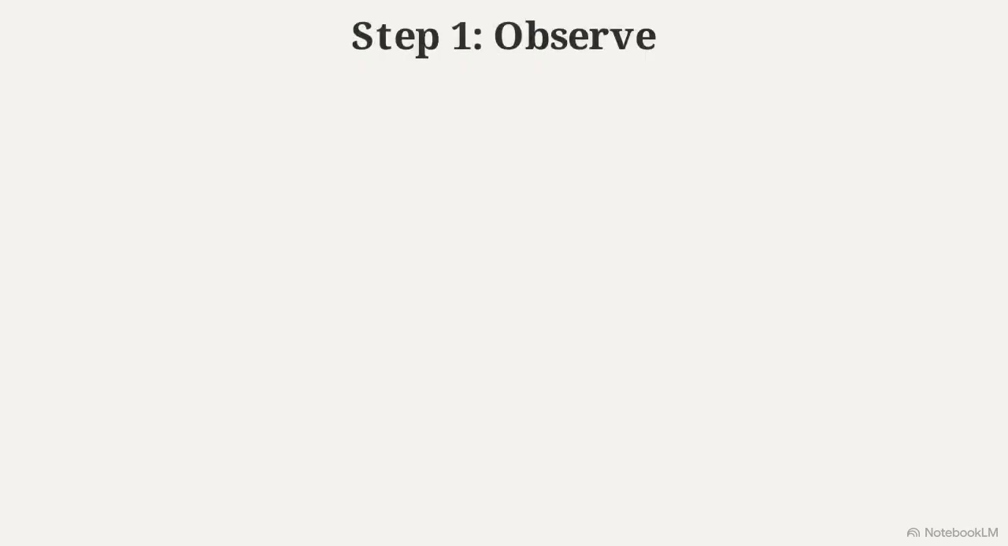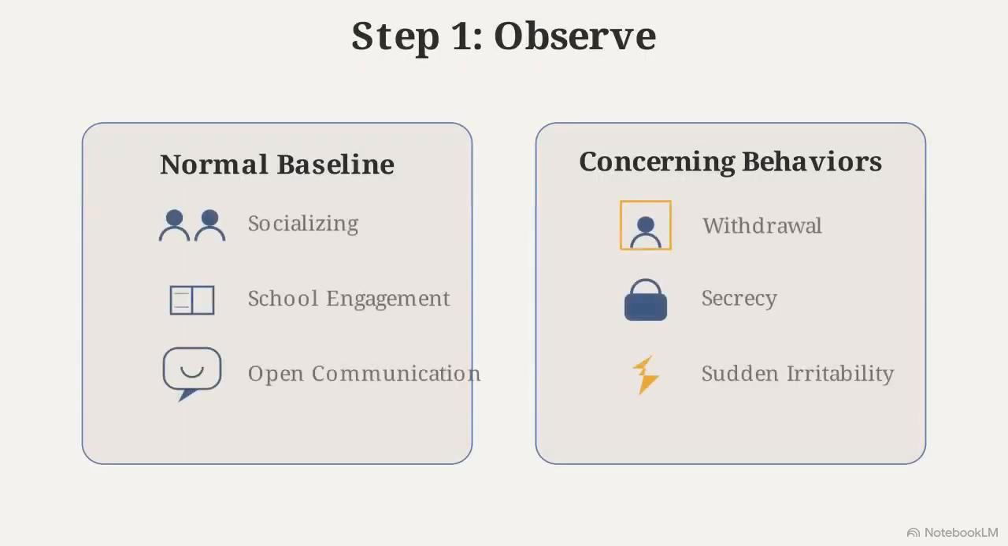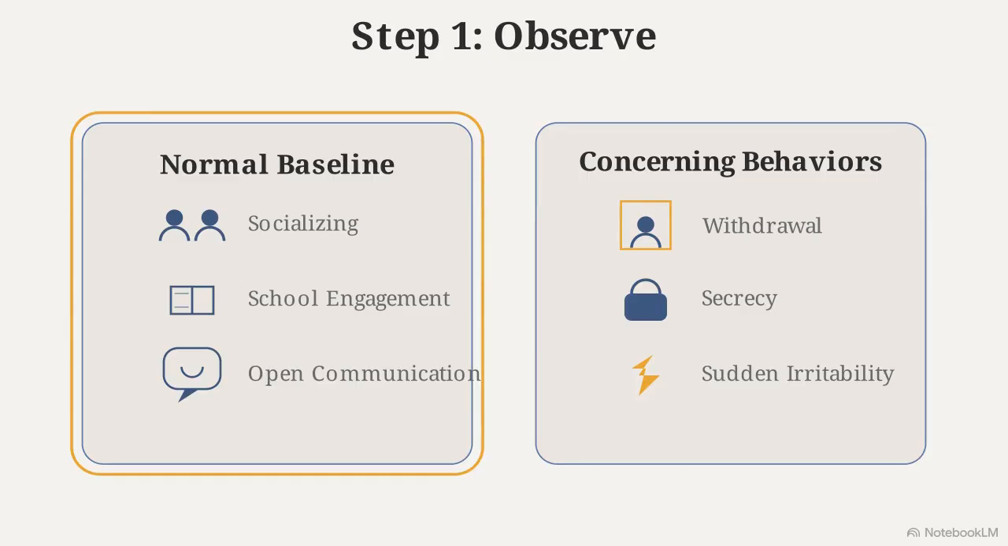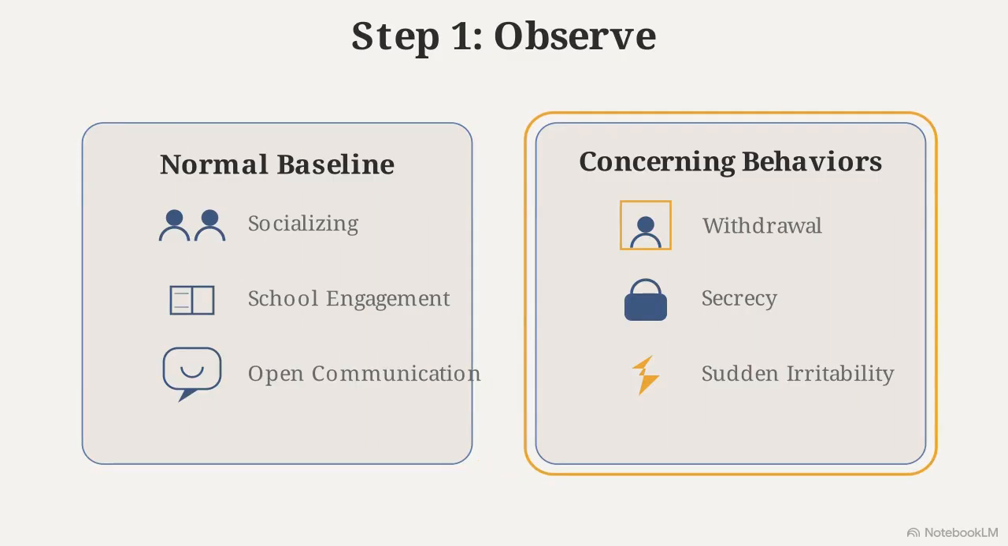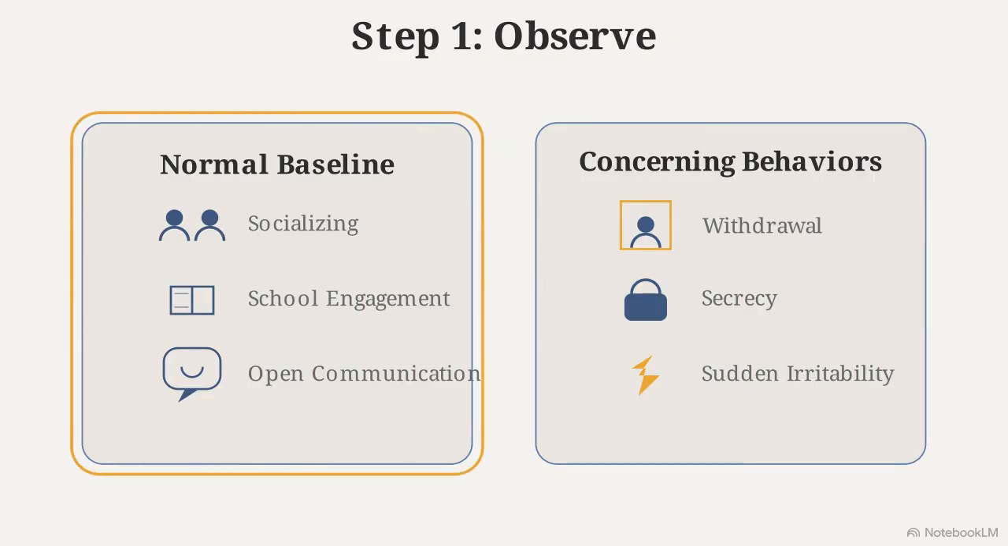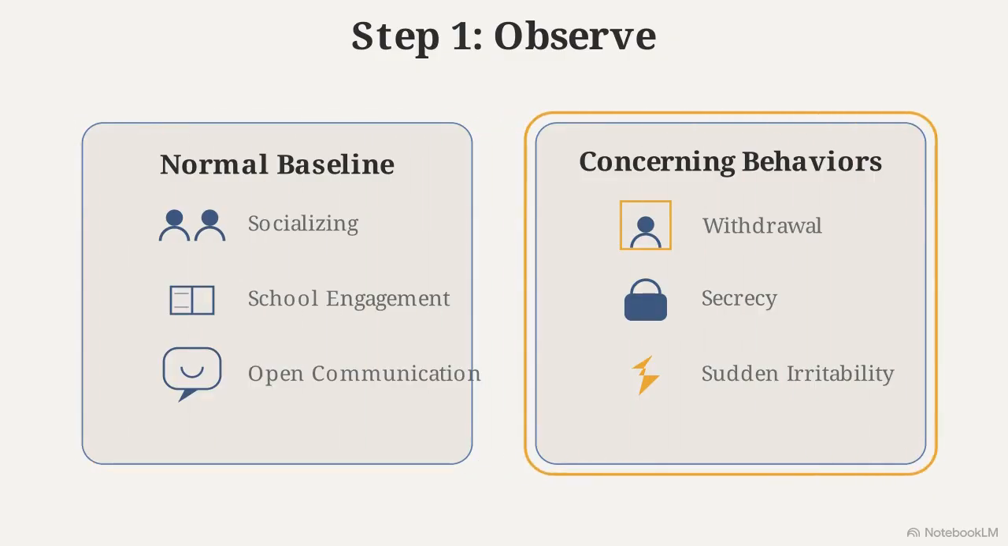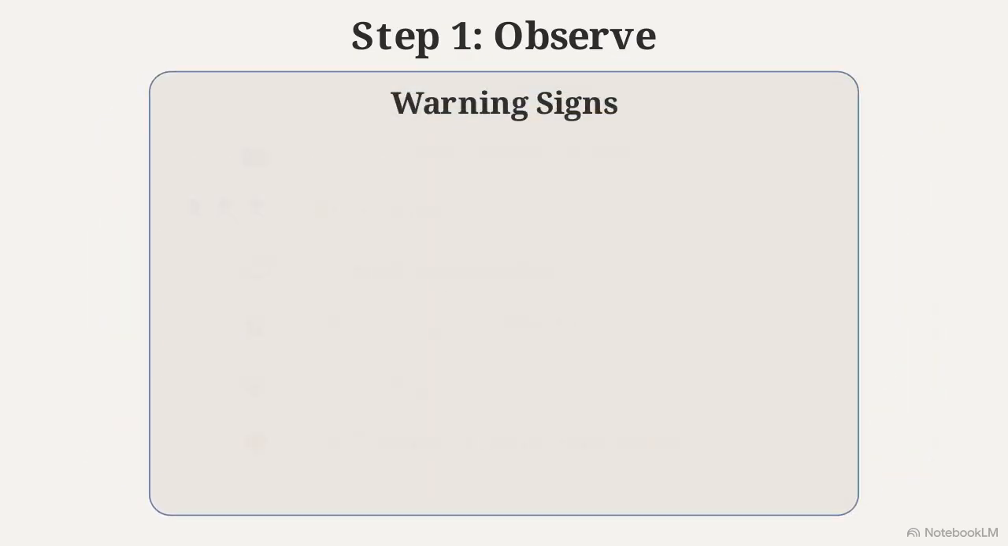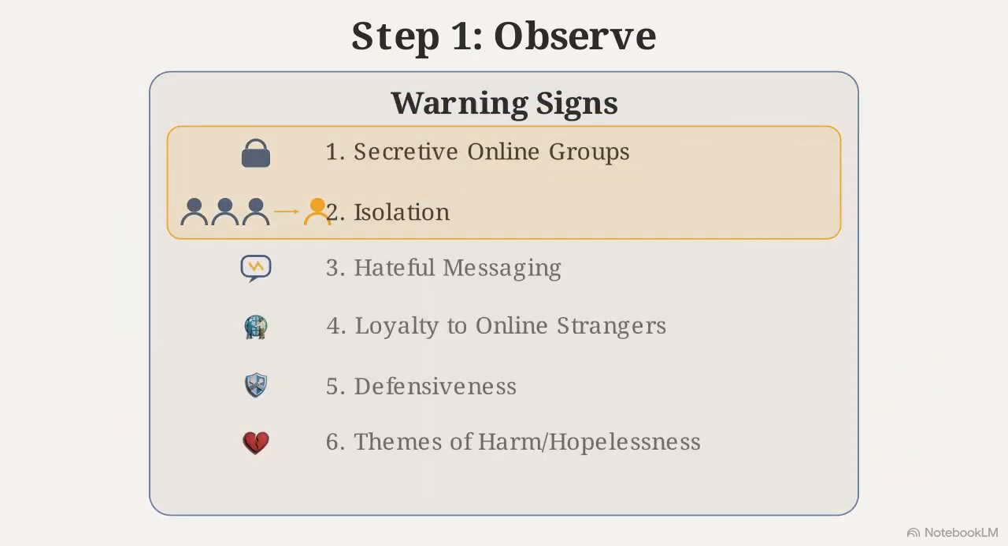Step 1 is observe. Take a look at this comparison chart. On the left is a student's normal, cheerful baseline. On the right are new, concerning behaviors. Your goal is to compare current actions against that normal baseline. As the chart shifts to our checklist, pay attention to the first 2 major warning signs: spending excessive amounts of time in secretive online groups and suddenly pulling away from family and friends.